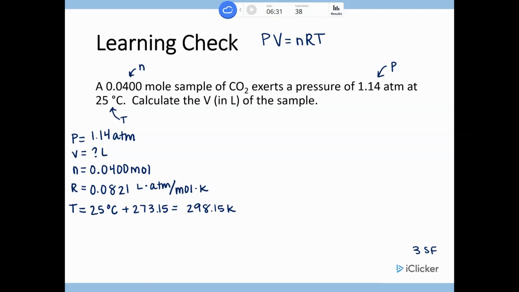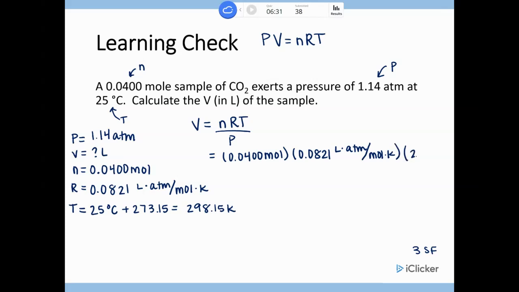Now we have PV equals nRT. We're looking for just volume. We divide both sides by pressure. So volume equals moles times gas constant times temperature divided by pressure. So this is 0.0400 moles times 0.0821 liters times atmosphere divided by mole times Kelvin, times our temperature, 298.15 Kelvin, divided by pressure, 1.14 ATM.